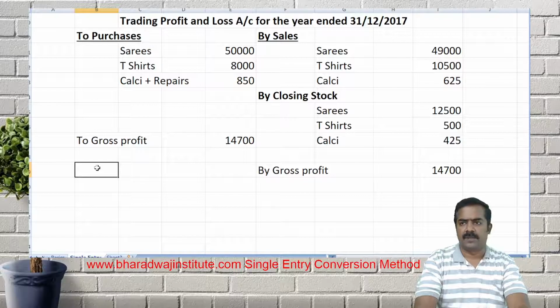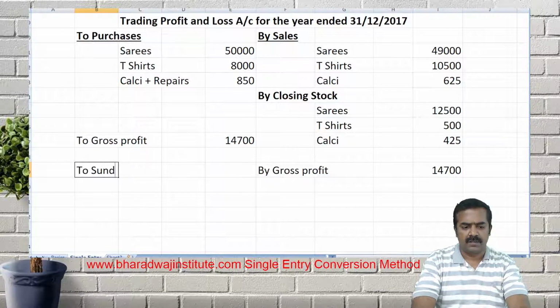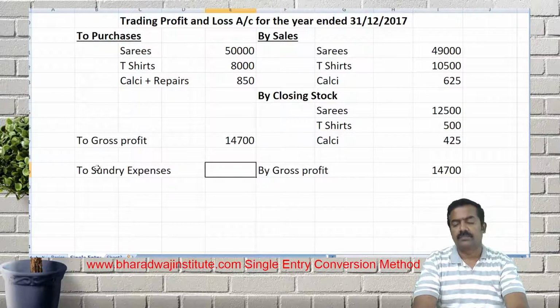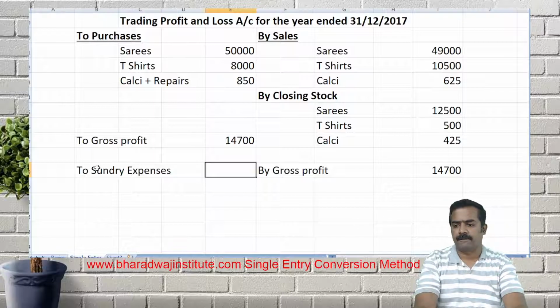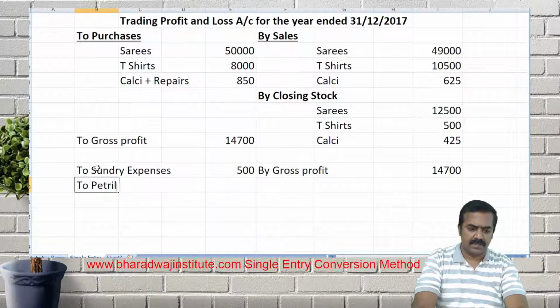Charge all the business expenses. What are the business expenses? Sundry expenses and the odd expenses. How much did we pay? We recorded it in the cash book, last paragraph. How much? To petrol expenses.